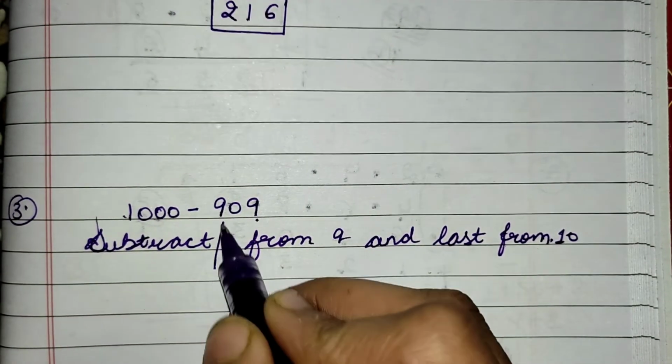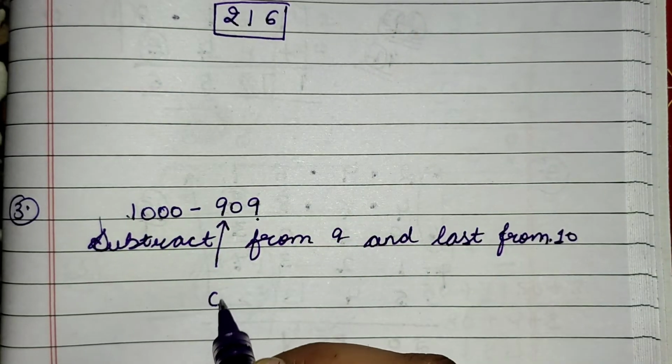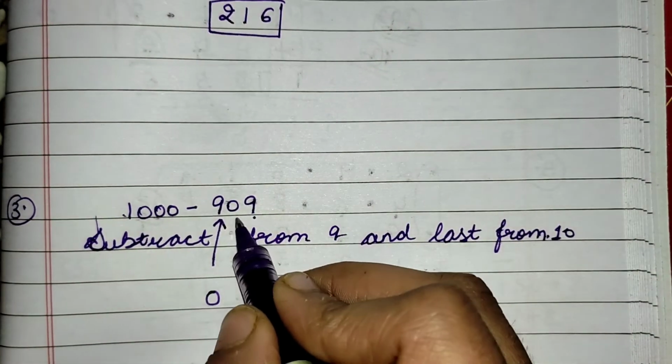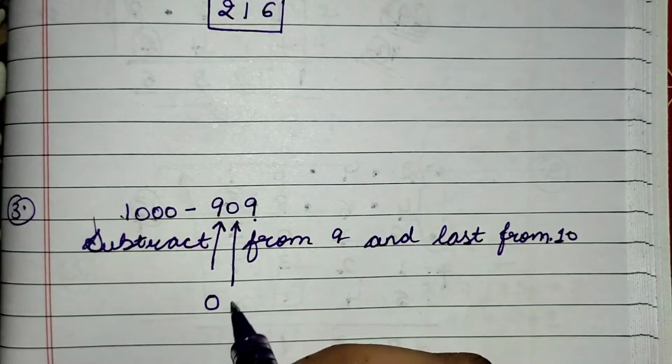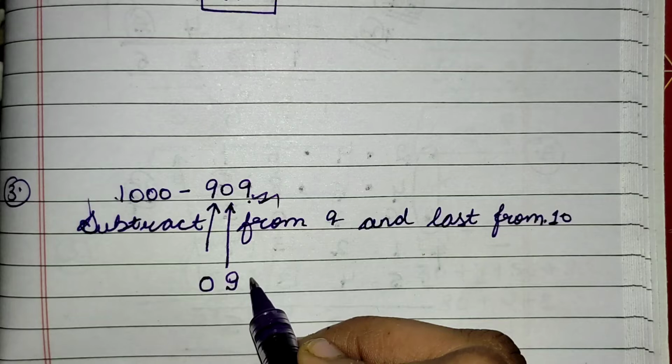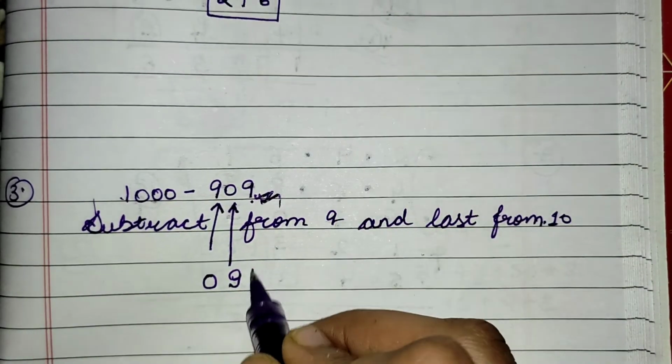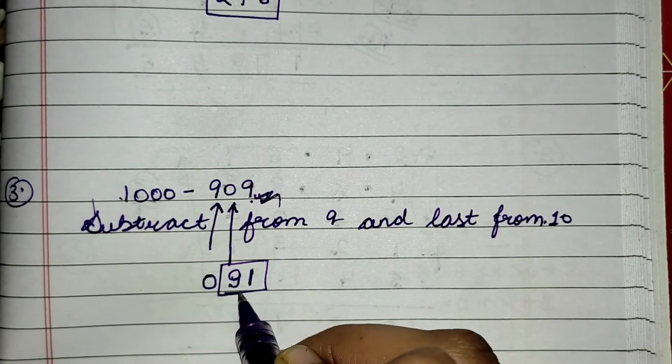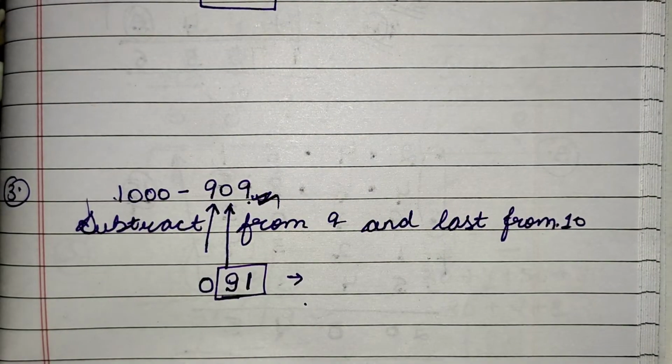So how will you proceed? You will subtract this from 9, what will you get? 0. You will subtract this from 9, what will you get? 9. Subtract this from 9, and this last one from 10. 10 minus 9 will be 1. So 91 will be your answer.